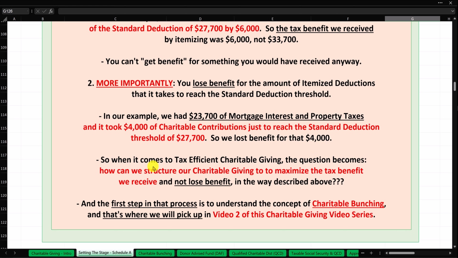So when it comes to tax efficient charitable giving, the question becomes, how can we structure our charitable giving to maximize the tax benefit we receive and not lose benefit in the way just described above? And the first step in that process is to understand the concept of charitable bunching. And that's where we will pick up in video 2 of this charitable giving video series.